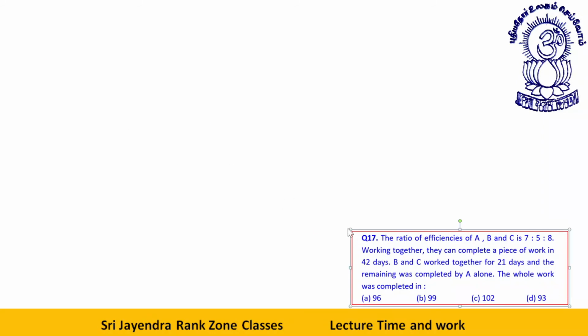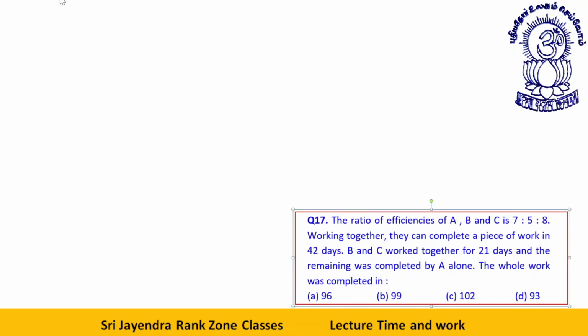Let me increase the size a bit more. The ratio of efficiency of A, B, and C is 7:5:8. Working together, they can complete a piece of work in 42 days. B and C worked together for 21 days and the remaining was completed by A alone.